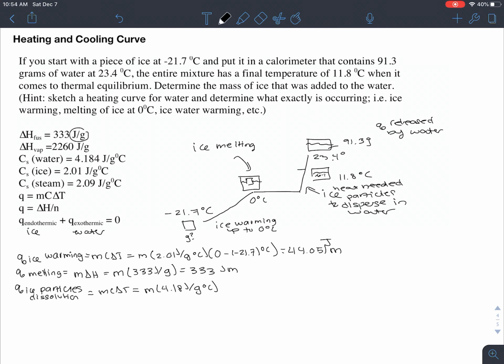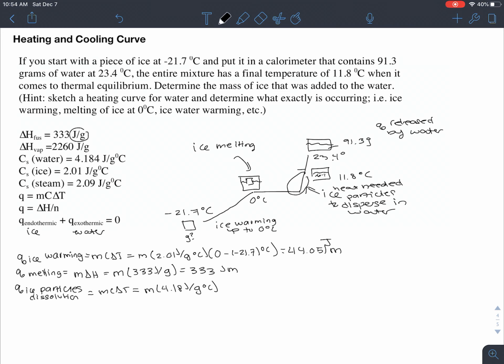When you are melting, you are at a constant temperature. You are just melting, or if it's vaporization, you're vaporizing, etc. So you know that when the water and the ice met and the ice dissolved into the water, eventually they reached a temperature together at 11.8 degrees Celsius. So you have to take that into account. You have to think of how much energy it took for the water to warm up to 11.8. So that's that third part of the endothermic process.